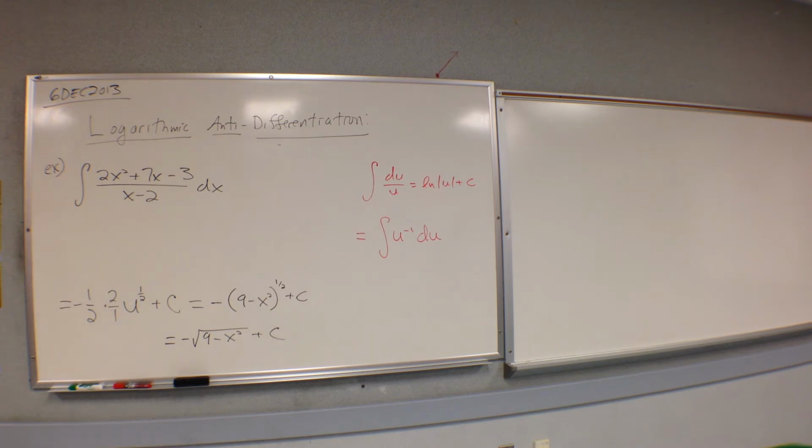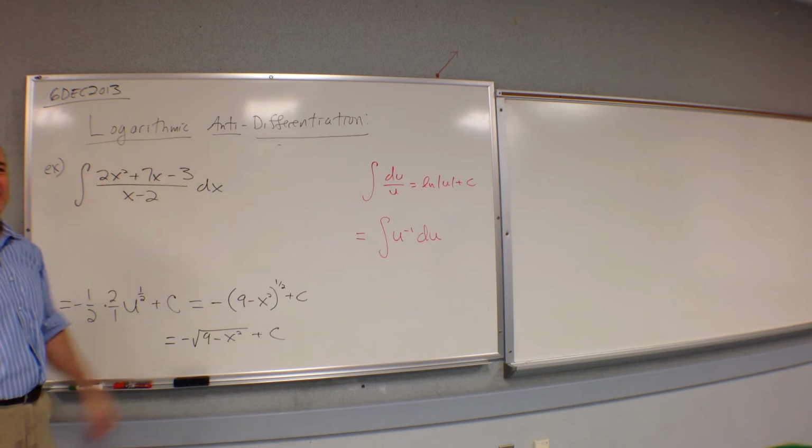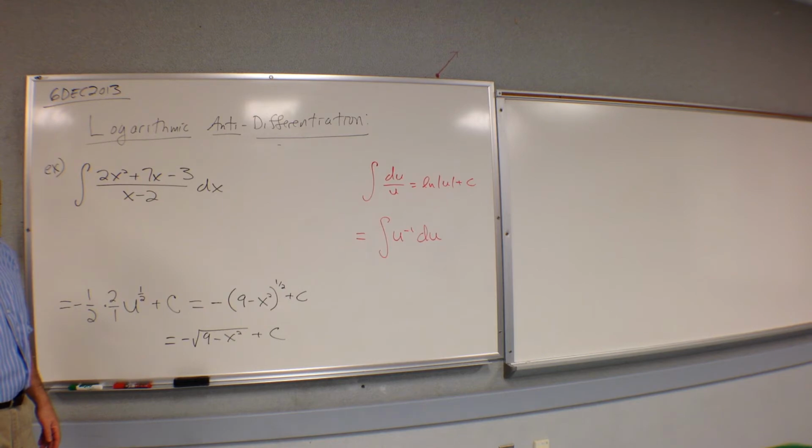Okay, take a look at this. The goal, remember, is to have a derivative over something, over what you took the derivative of. Derivative of something over something. Is there any way you can derive x minus 2 and get this polynomial on the top? No. You derive x minus 2, you get 1.